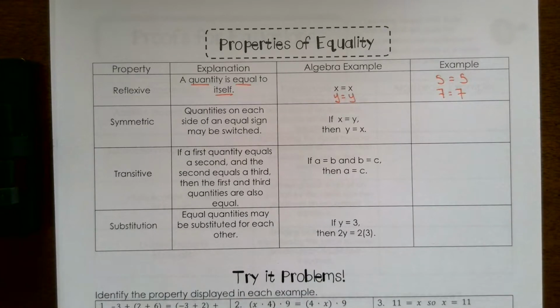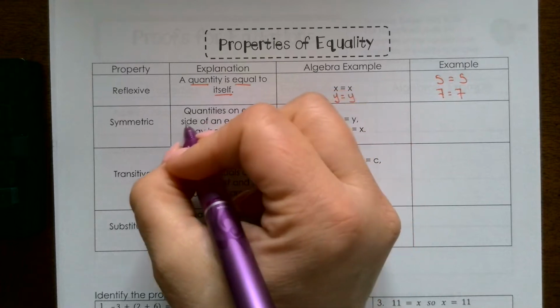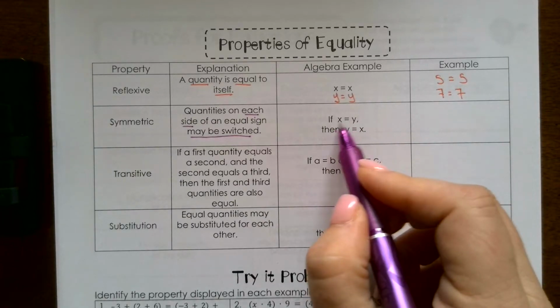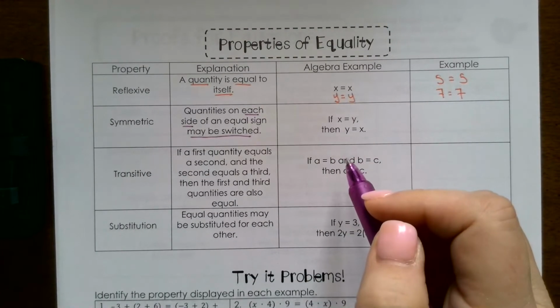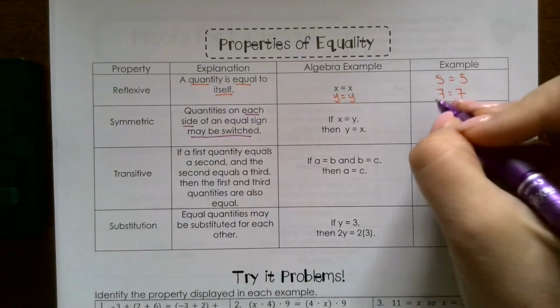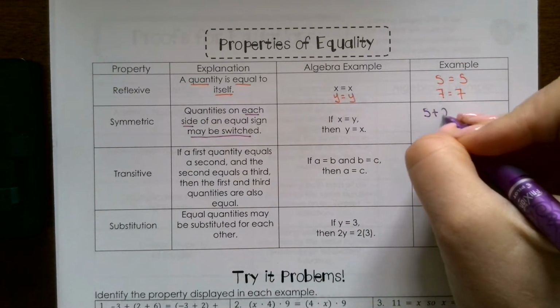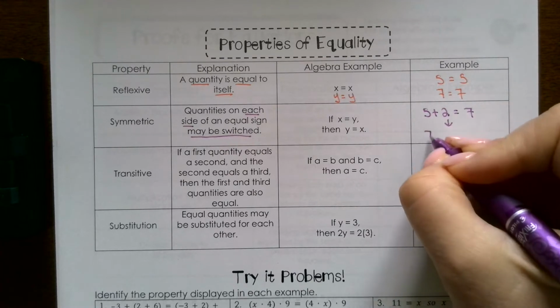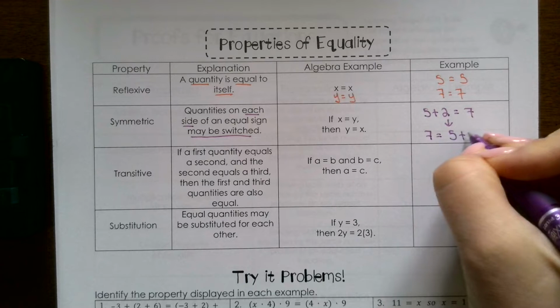Symmetric property of equality states that quantities on each side of an equal sign may be switched. So, if x equals y, then y equals x. Here's an example using some numbers. If 5 plus 2 equals 7, then 7 equals 5 plus 2.